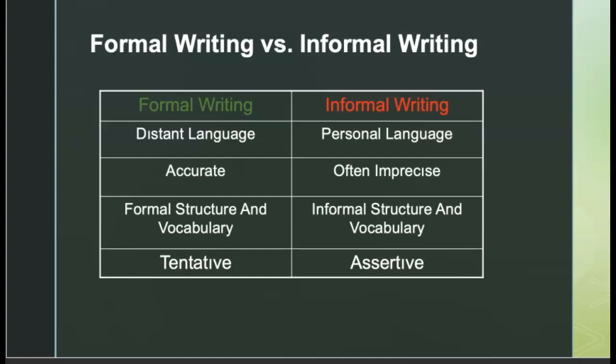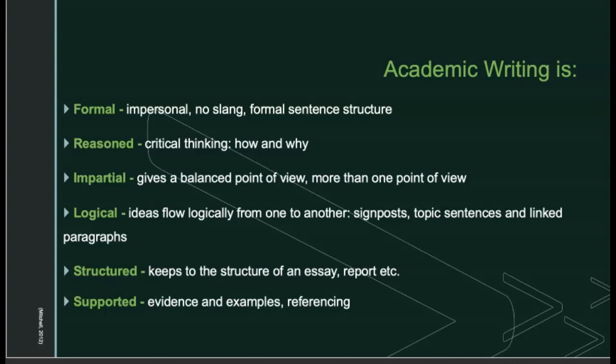You also have to have formal structure and vocabulary, and your writing tends to be tentative. It might be possible that some coaches understand that treating players with compassion is better than treating them with anger. That's tentative language, instead of saying all coaches know, which is assertive language. So academic writing is formal, reasoned, impartial, logical, structured, and supported.